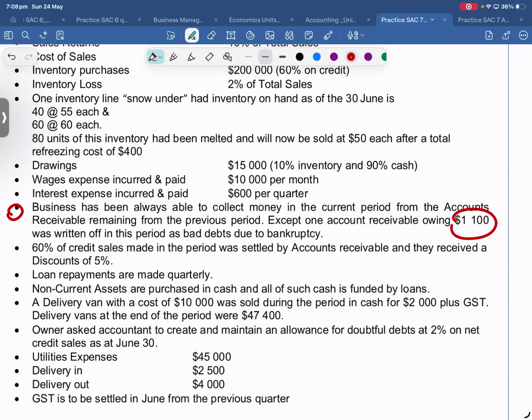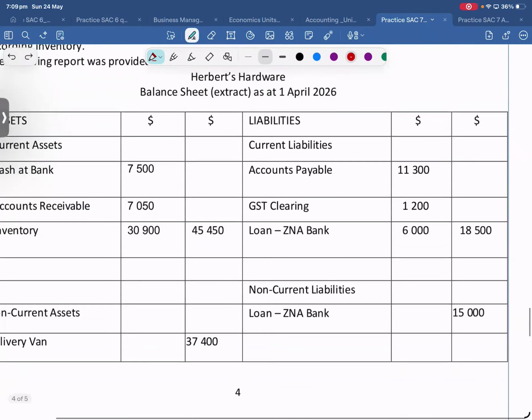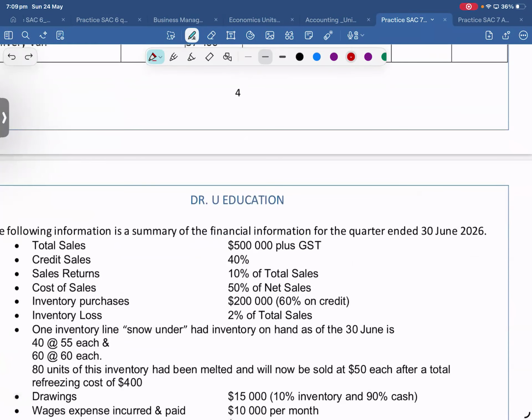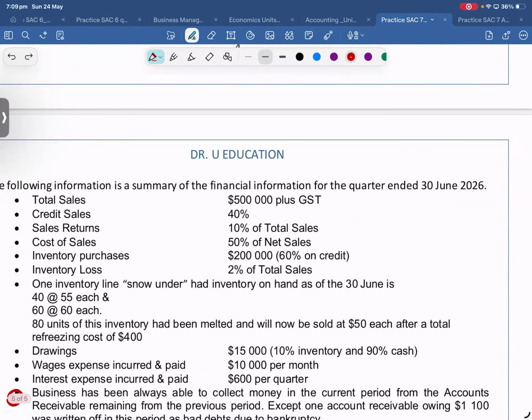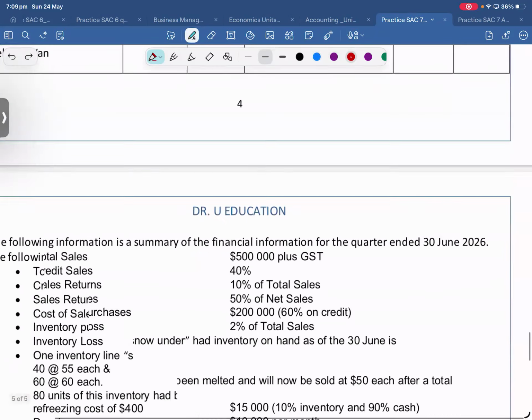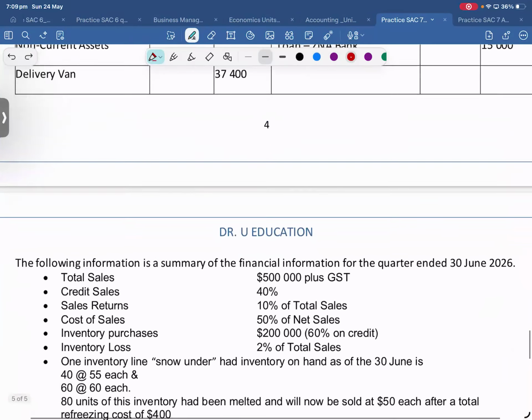Debit, credit accounts receivable. Debit GST clearing. Debit allowance for doubtful debt. Yeah, but there is no allowance for doubtful debt. Is there an allowance for doubtful debt? No. So then what do you do? You have to open up an allowance for doubtful debt. Yeah, you have to start one. I think it goes straight to bad debt expense.